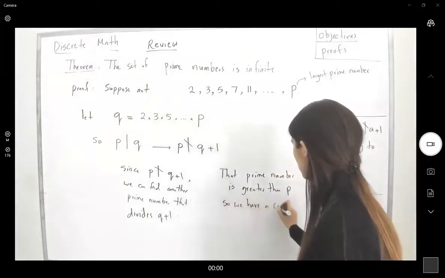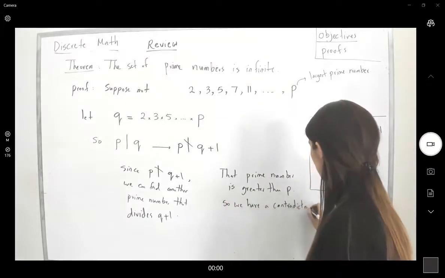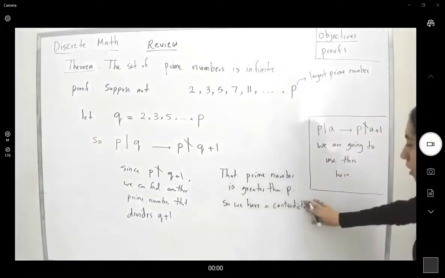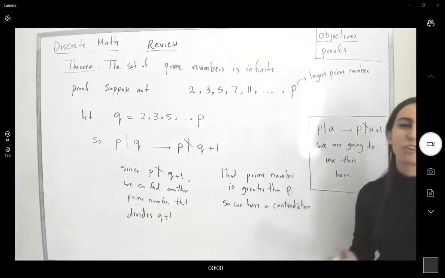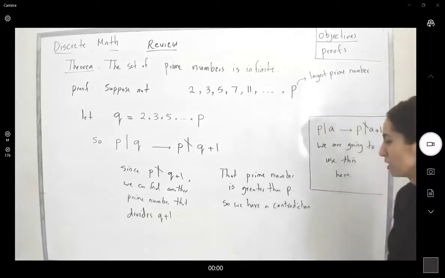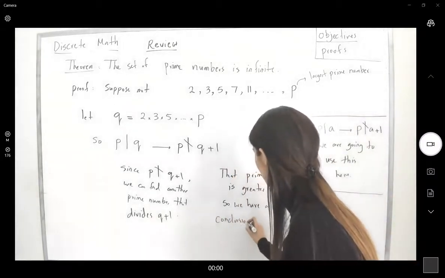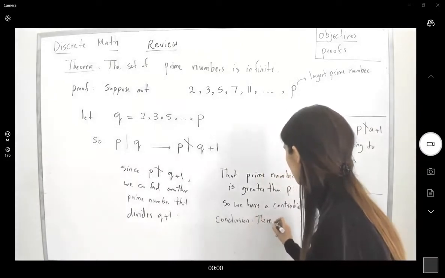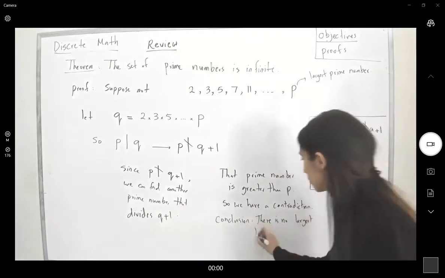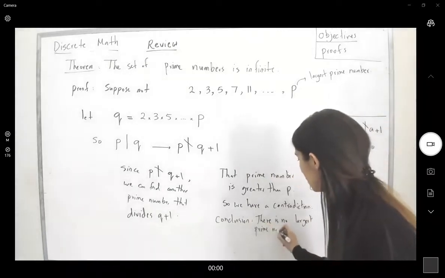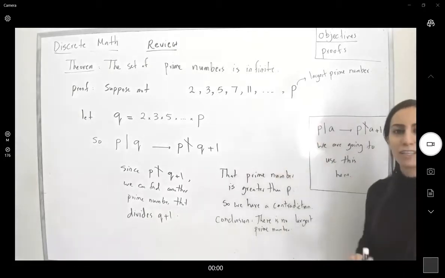We have a contradiction. Where did it come from? It came from the assumption that p is the largest prime number. So the conclusion is there is no largest prime number. It means that this set goes on and on infinitely.